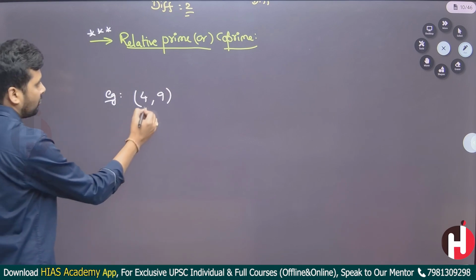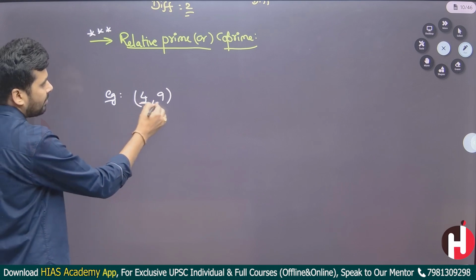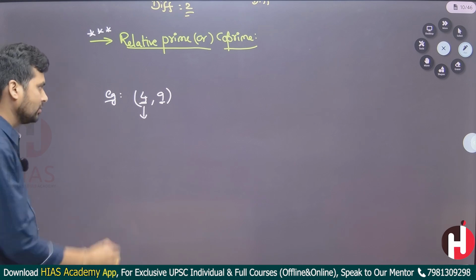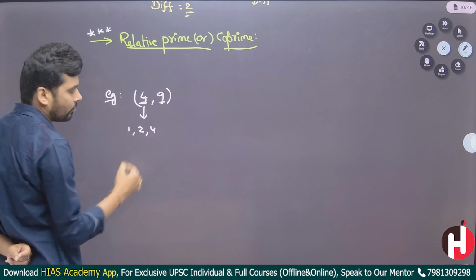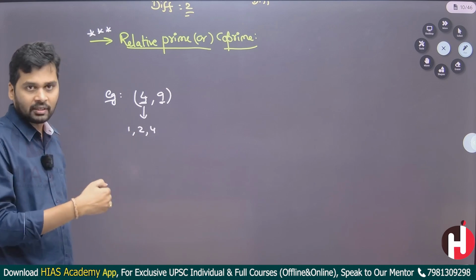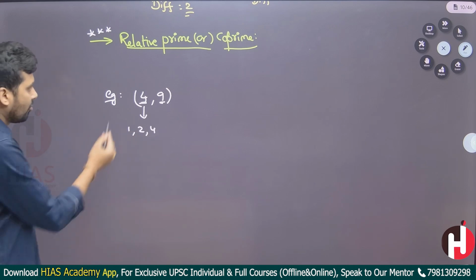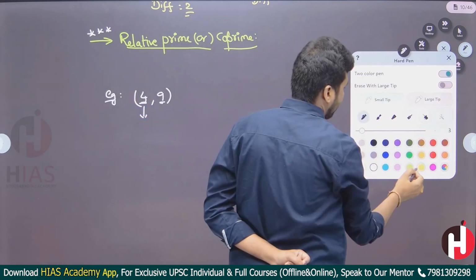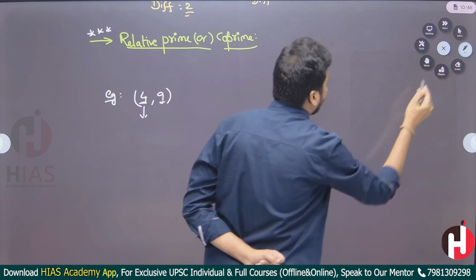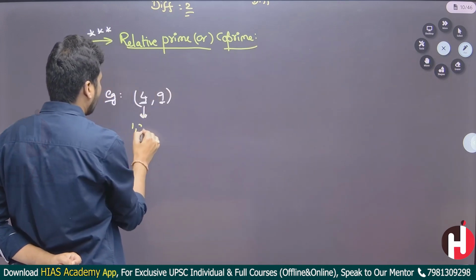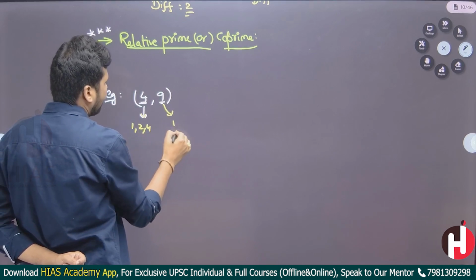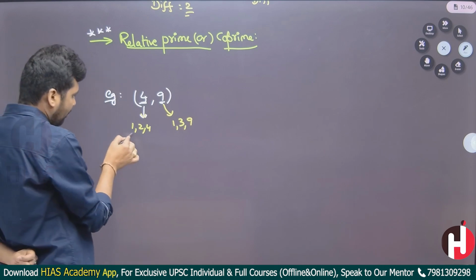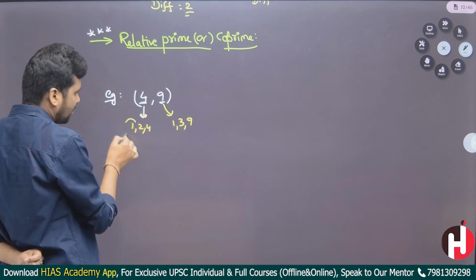Now you see 4. What are the factors for 4? Two numbers are given, 4 and 9. What are the factors of 4? 1, 2, 4. Factors means that the number should be divisible by those numbers. 4 is divisible by 1, 2, 4. 9 is divisible by 1, 3, 9. Now if you look at these two sets of factors, which is the common factor?